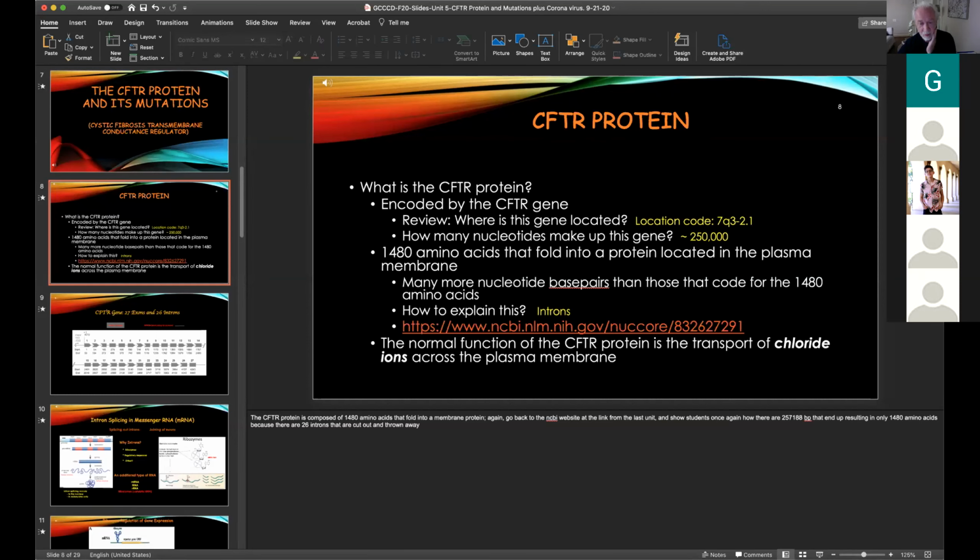How big is this gene? Well, it's over 250,000 nucleotides, and that's a lot. And all those nucleotides encode 1,480 amino acids. Now, there are many more nucleotide base pairs than required for 1,480 amino acids. Why is that? Well, the explanation is introns. We haven't talked about introns so far, but we'll do that now.